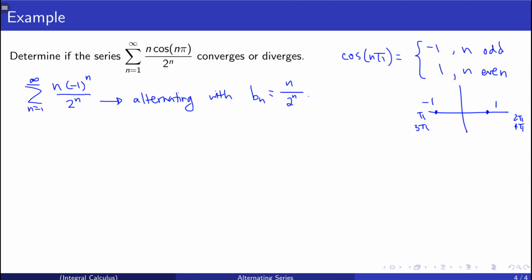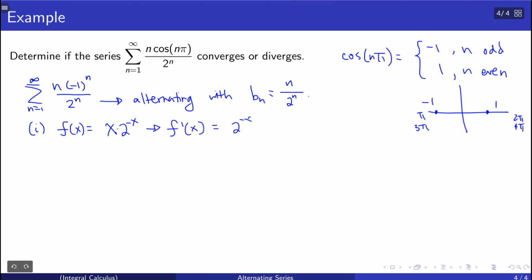Okay, so let's check. Is it true that b_{n+1} is smaller than or equal to b_n? So how do you prove this is decreasing? Well, you can play around with some inequalities. But I'll show you something you have seen before. If you just use calculus, construct a function f(x) = x over 2^x, and then take its derivative. In fact, I can write this as x times 2^(-x), just so I can use the product rule instead of the quotient rule.